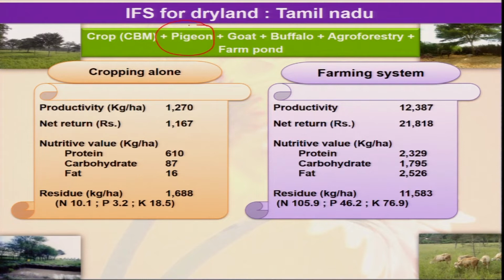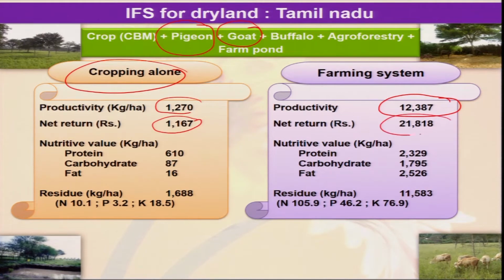One is the pigeon pea that is coming. Similarly, you can keep goats because lots of pasture land will be available. And if you do cropping alone, only crops, without any livestock intervention, not a farming system mode, what will be his productivity? He is getting only 1270 kilos, probably for rice, maybe for maize. But in the case of a farming system, when you are taking along with crops, goat, buffalo, your farm pond, your fishery, and agroforestry, the total productivity is increased. And you see the net return here is 1000, and here the net return is 21,000.